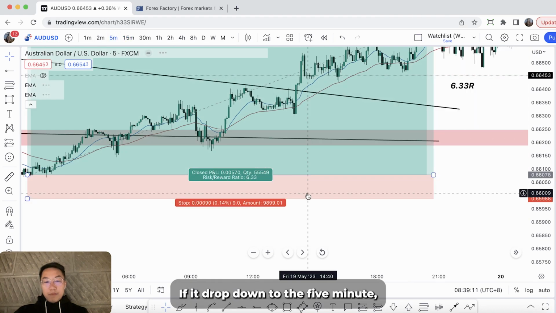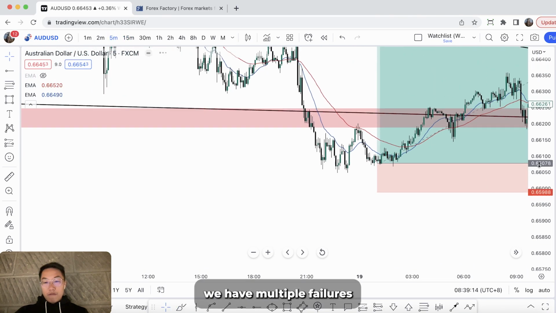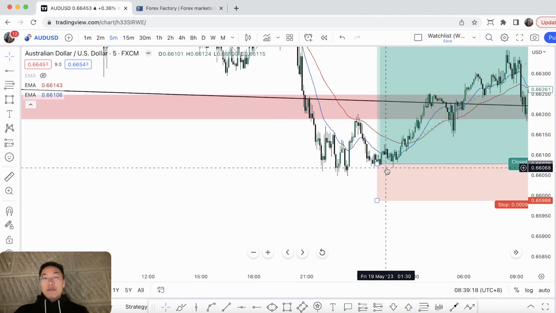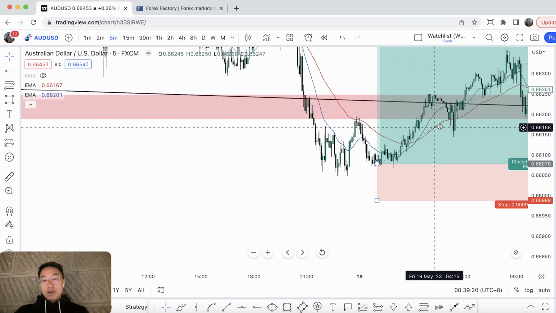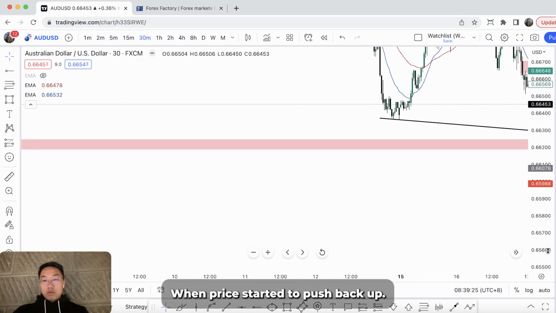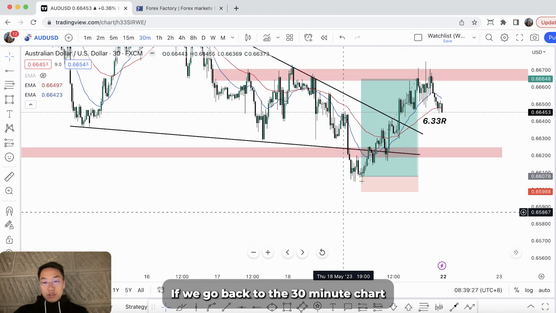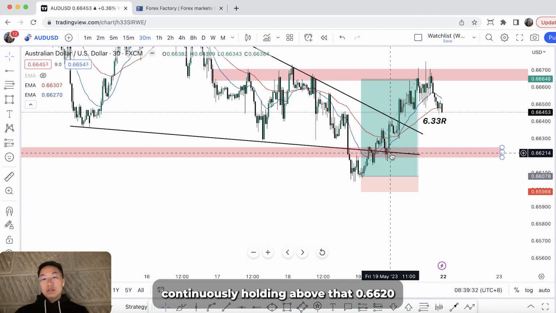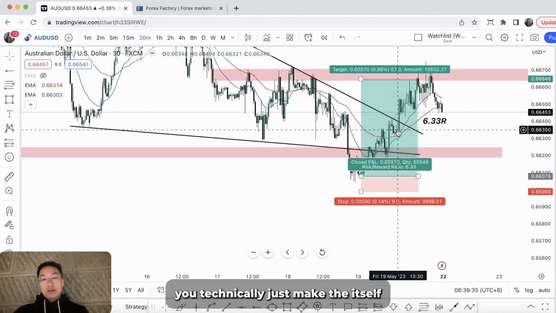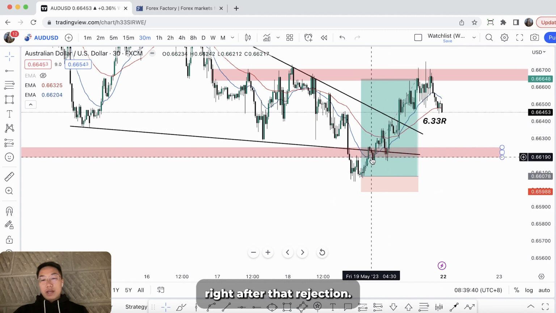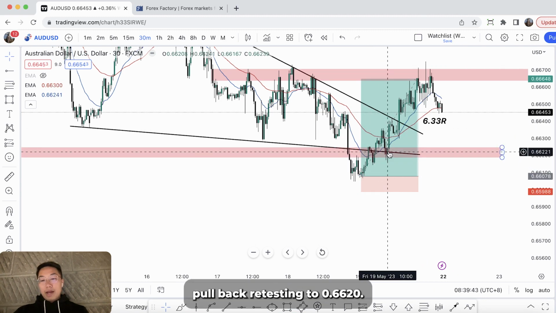If we drop down to the 5-minute, you can start to see here we have multiple failures to break under 0.6606. Then we have a rollover here, then a complete reversal towards the upside. When price started to push back up, if we go back to the 30-minute chart, after I saw that price continuously held above that 0.6620, the setup itself makes a lot of sense, right? After that rejection again, the reversal here, pullback, retesting the 0.6620.